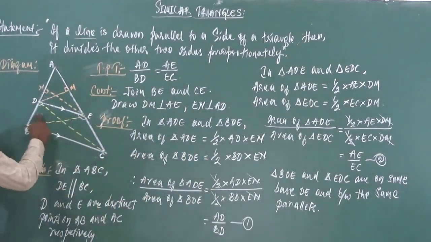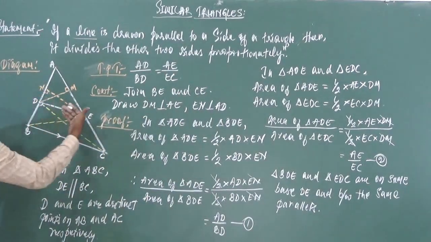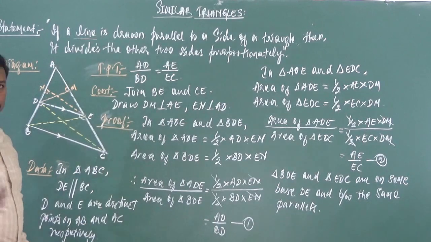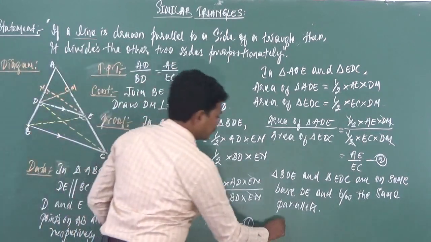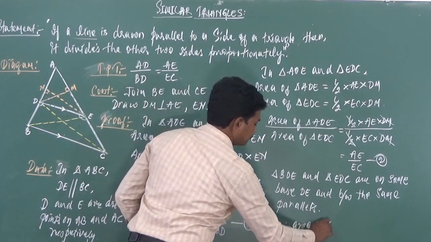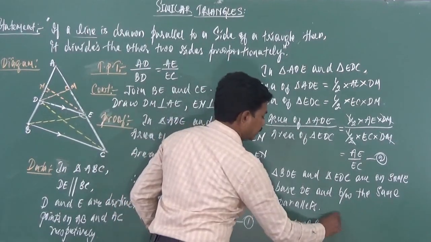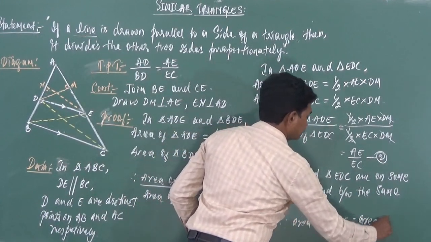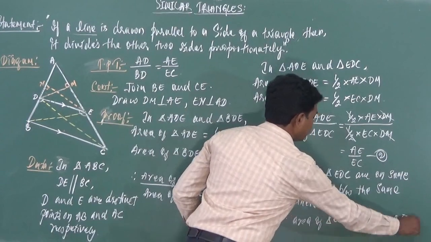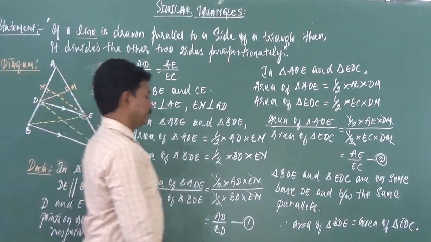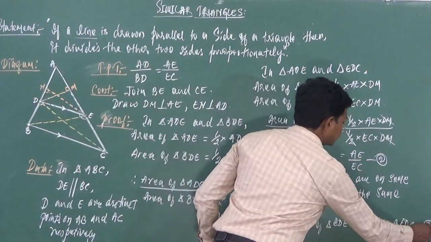So two triangles, this triangle and this triangle, are lying on the same base and between the same parallels. Then according to lemma 2, their areas should be equal. So therefore area of triangle BDE is equal to area of triangle EDC. So both the areas of triangles are equal. Take this as equation 3.